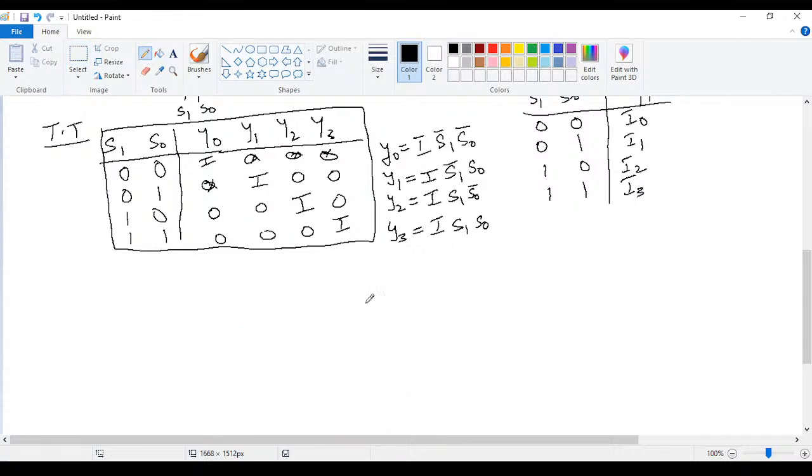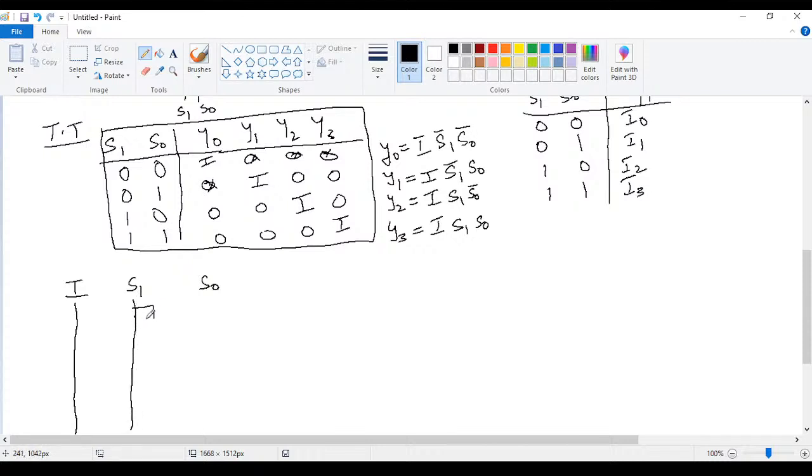Now we go and draw the circuit diagram, and here you can see I is common. So we draw I here. We draw a line for I, and we draw lines for S1 bar and S0. I is running as a wire like this. I is one input, S1 is one input.